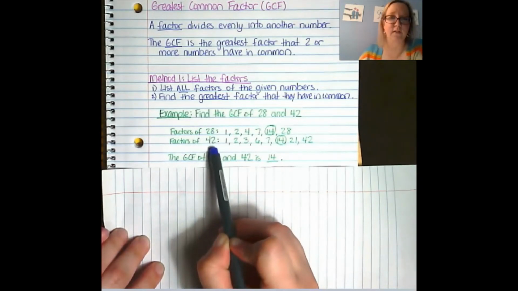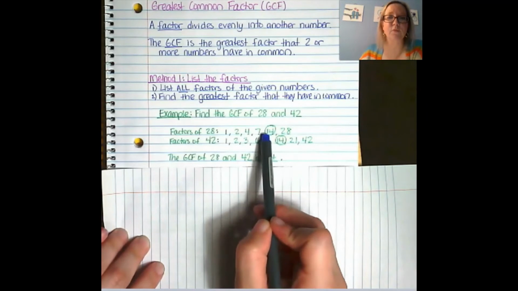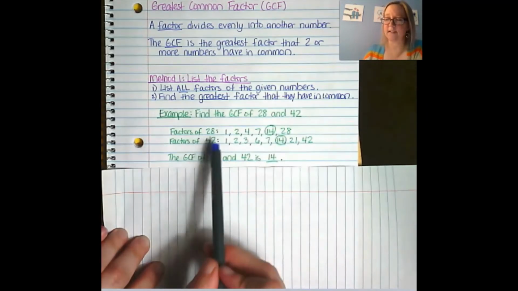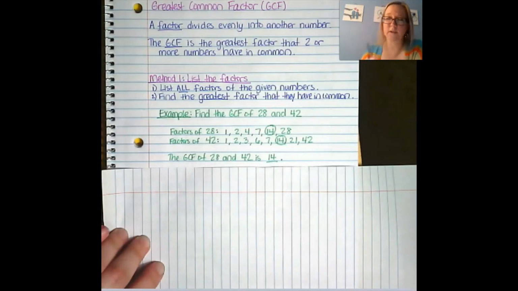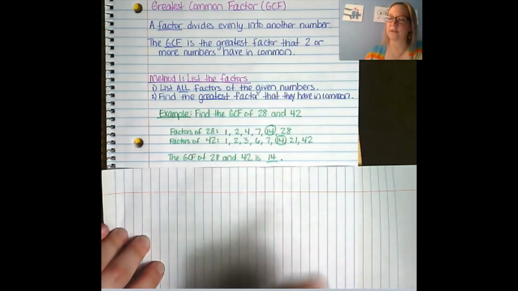factors of 42. And this is where those divisibility rules will come in handy, because it's not always super easy to see if a number is divisible by another number. So keep that in mind. The divisibility rules will help with this.